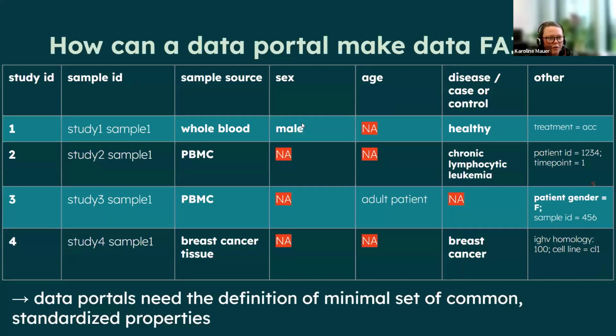So this is one example of why, although the researcher made their data very reusable, if the data portal is not doing it, then it's not reusable. And this shows that data portals need a definition of a minimal set of common and standardized properties. So again, the burden lies on the infrastructure and not only the researcher.